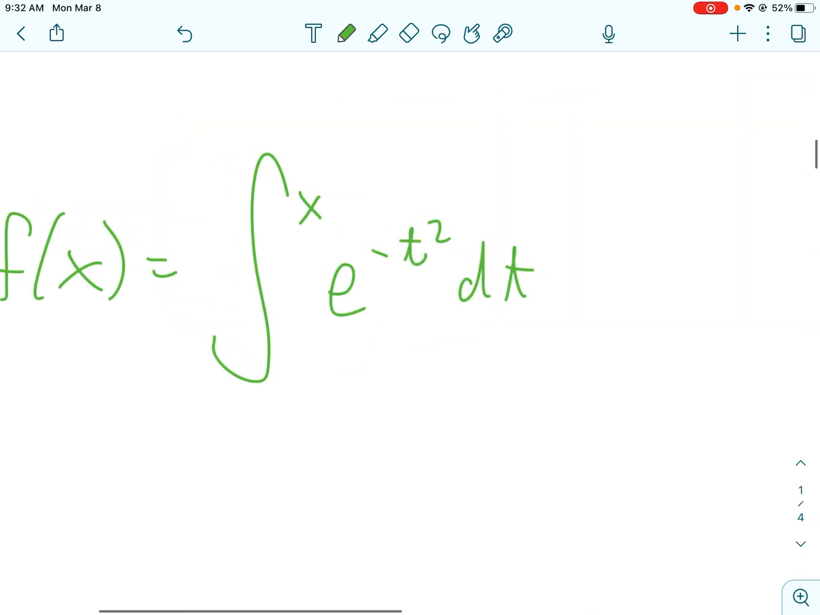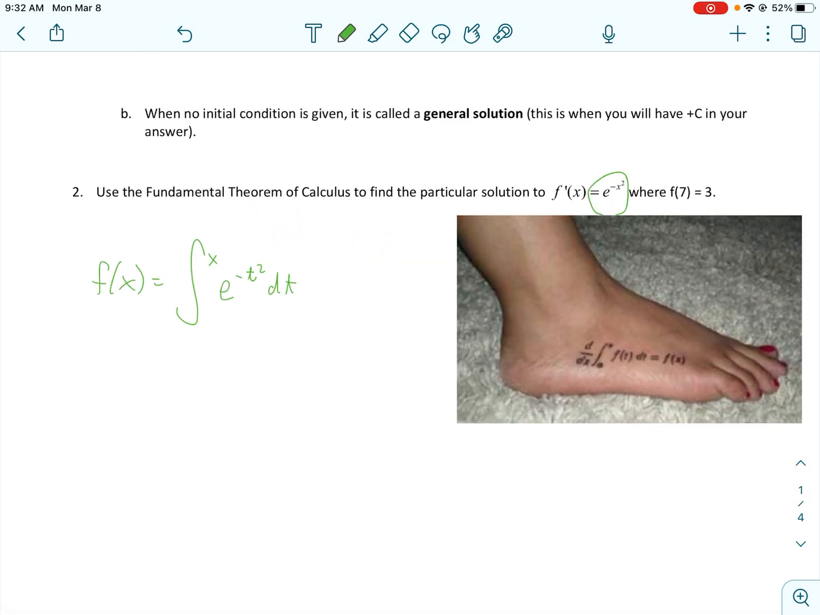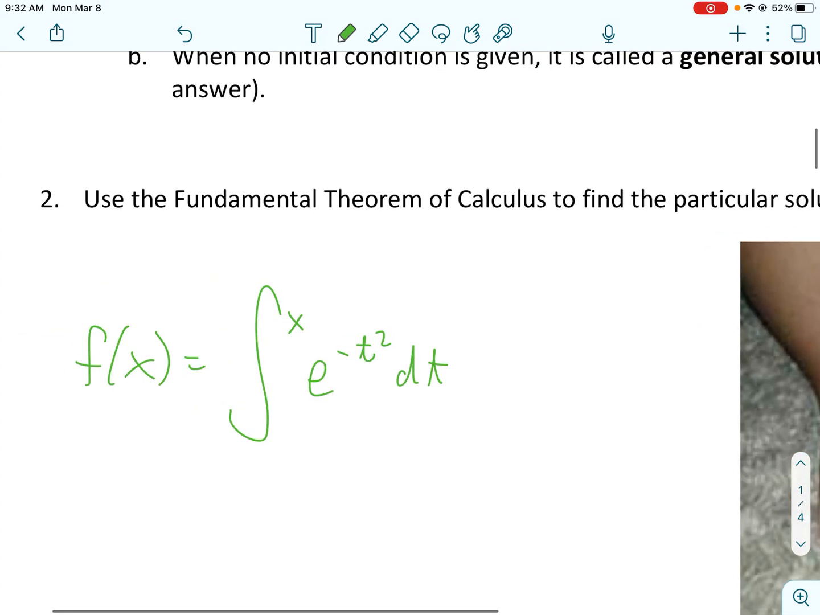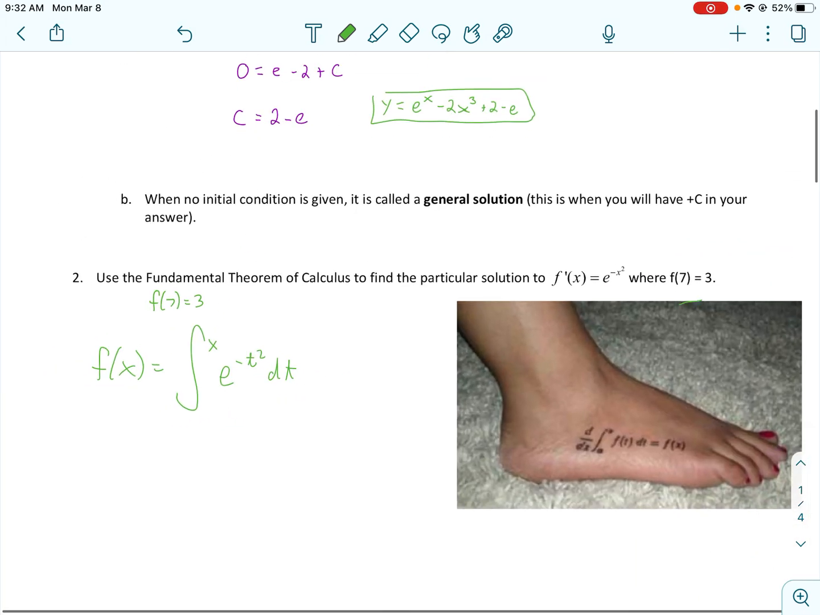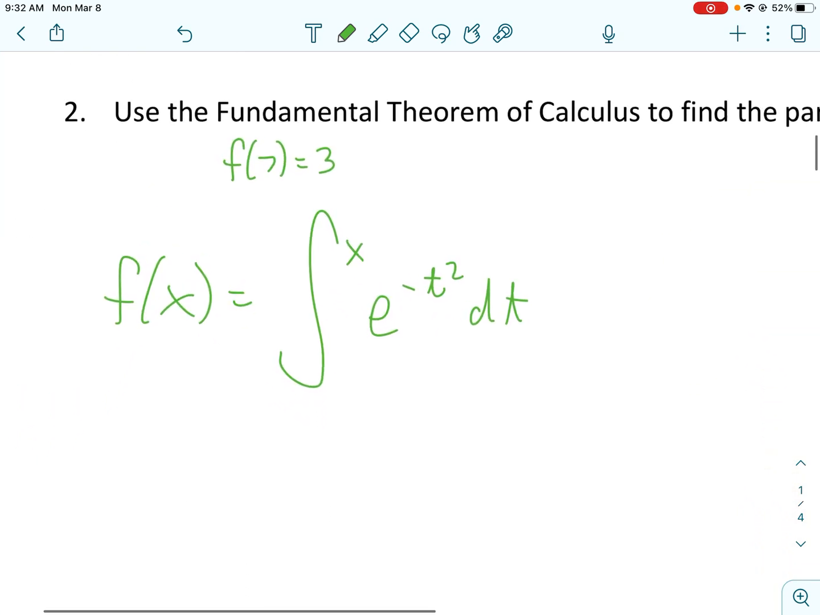If they both have x in it, then you just do upper bound minus lower bound plugged in. So the derivative of that is, in fact, this. But the function also has to pass through the point (7, 3), which they gave us right here. So that was given. So how do we make this function pass through (7, 3)?